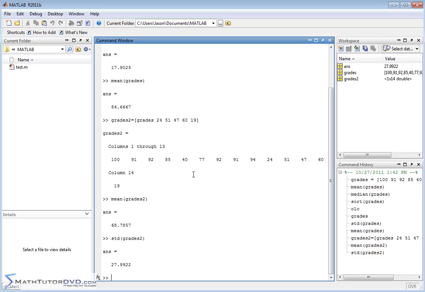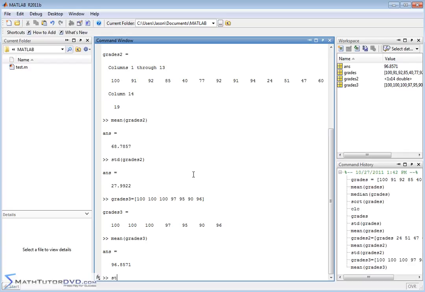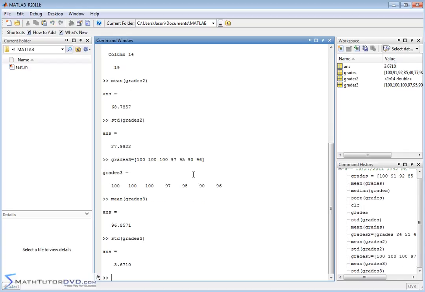And if you had a class of overachievers with really high grades, grades 3, a class of very high achievers, then you might have 100, 100, 100, one guy got a 97, one guy got a 95, one guy got a 90, one guy got a 96. And if you calculate the mean of these guys, of course the mean is going to be very high, and the standard deviation is going to be really tight.